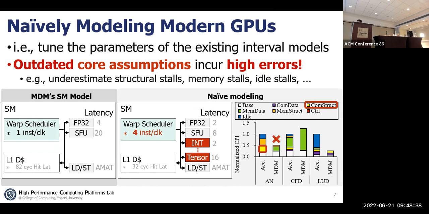The CPI stack compared to the Accel-Sim cycle-level simulator shows that MDM underestimates compute structural stall, also underestimates memory structural stall, and overestimates memory data stall, and it does not model idle stalls at all. We found that naive modeling has such error because of its outdated and highly abstracted GPU core microarchitecture assumptions.